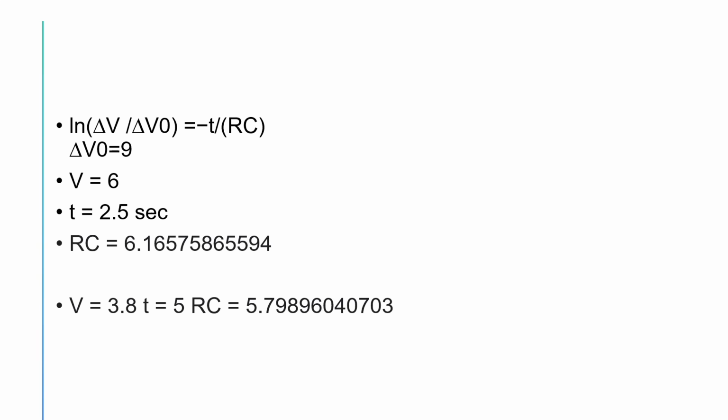In order to find the time constant, we used ln of V over V of 0 equals negative t over RC. We knew that at the beginning, V of 0 was 9, and at 2.5 seconds, it was 6. So we got an RC of 6.165, and later, at 3.8 seconds, we plugged it in again, and we also got 5.799.